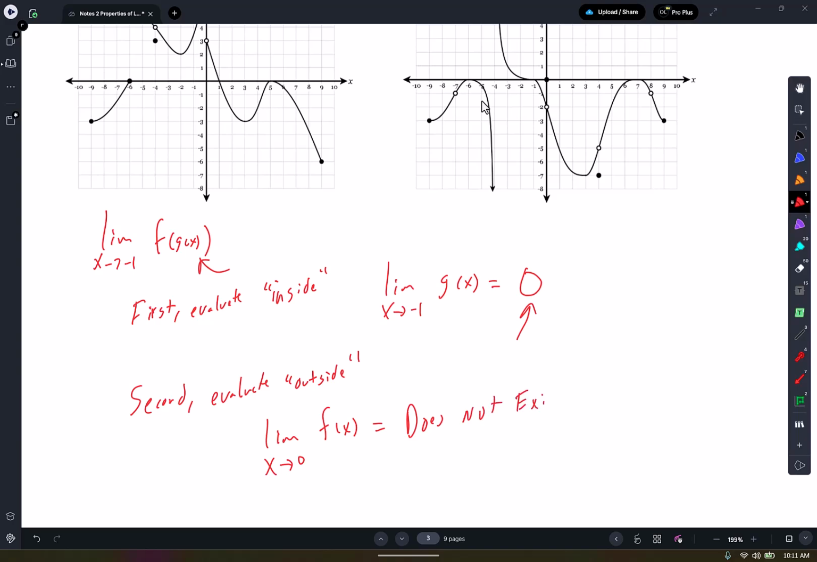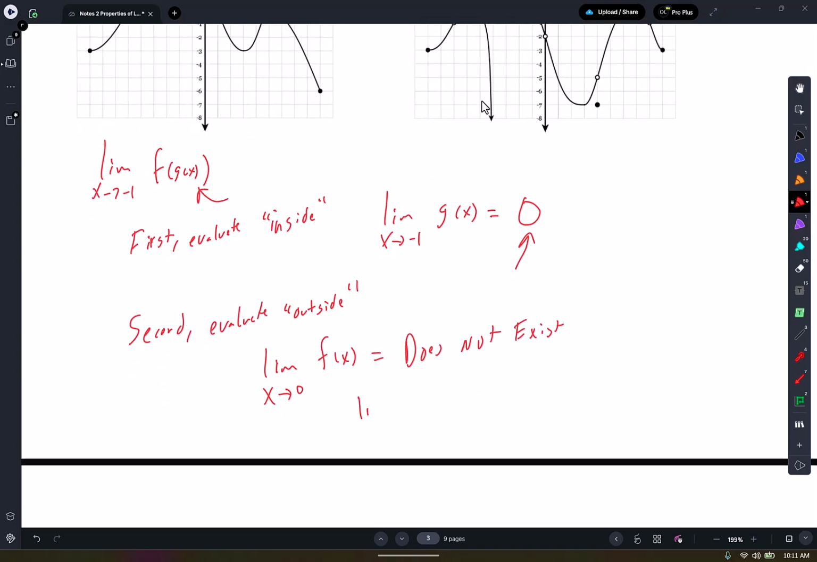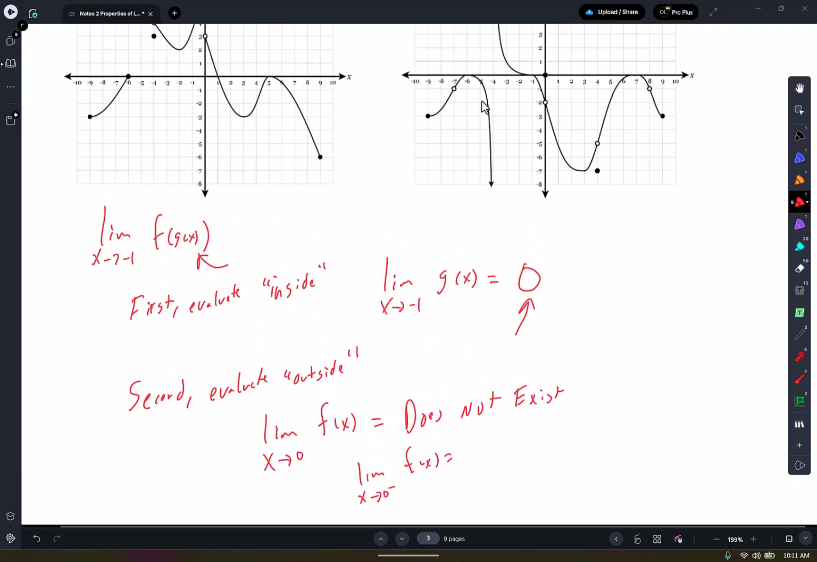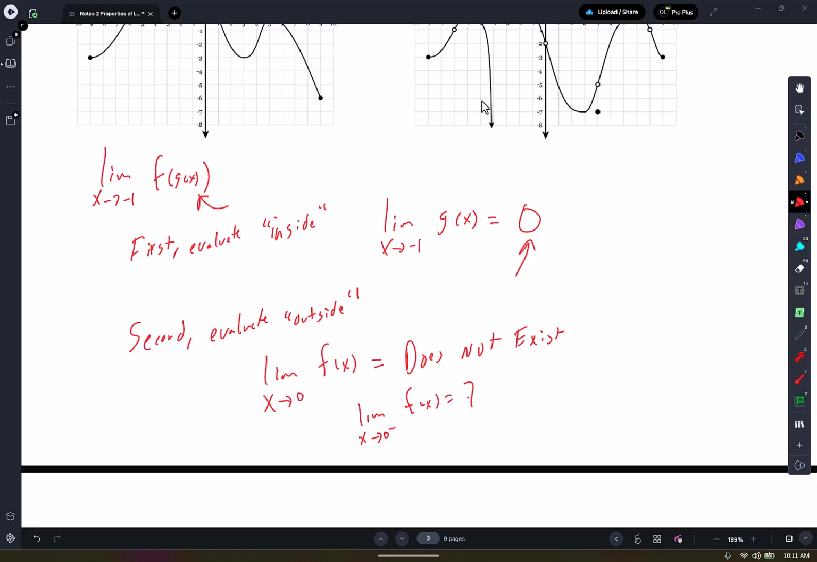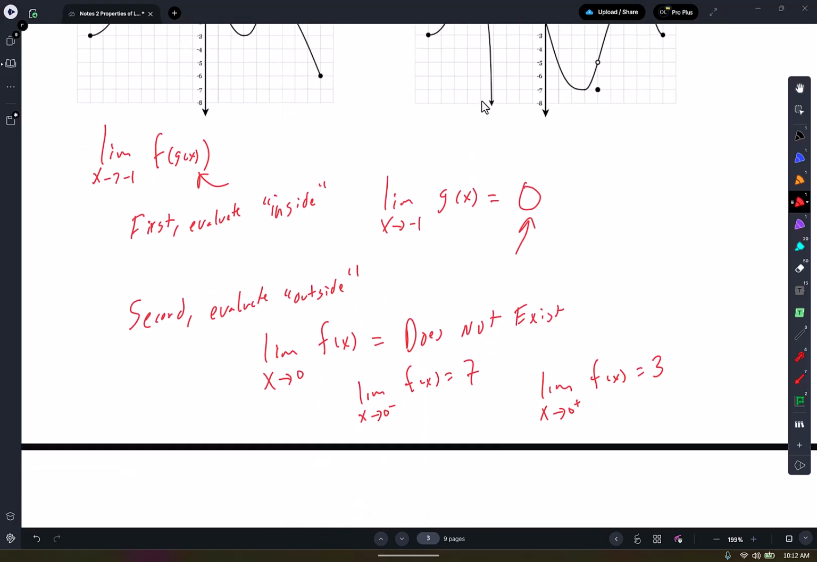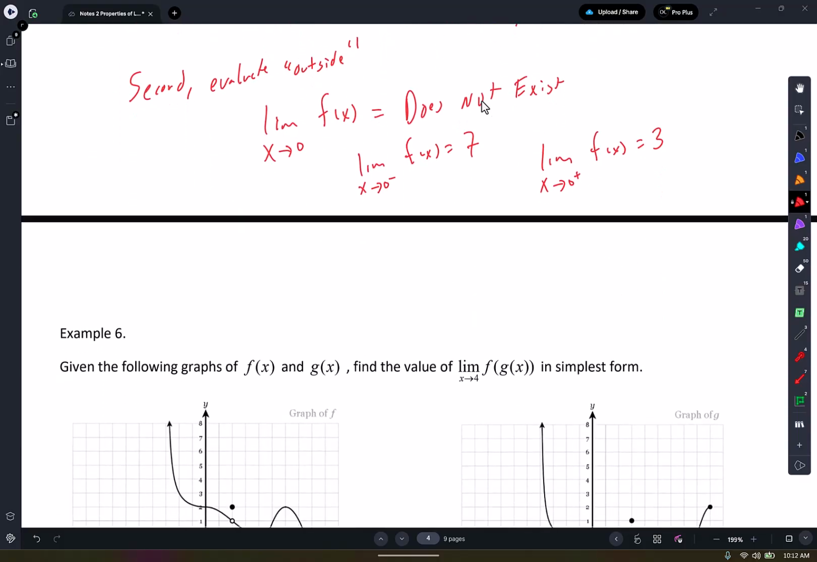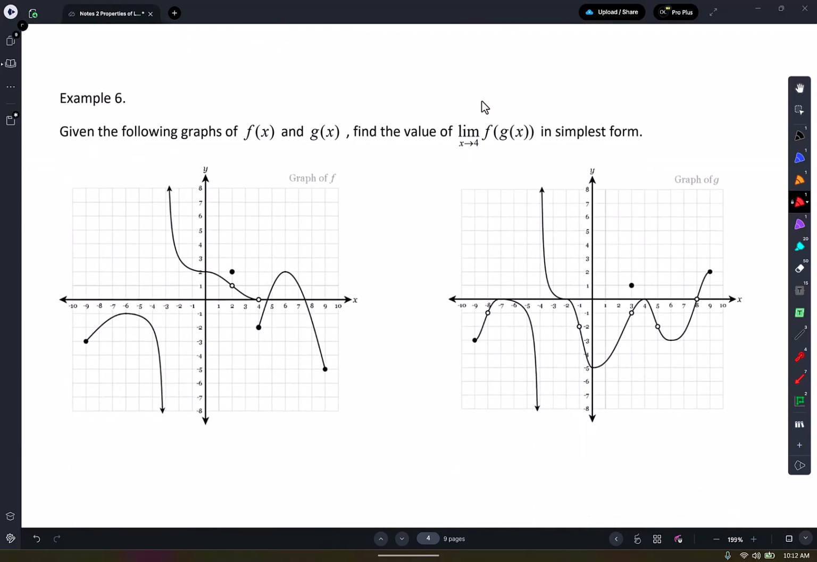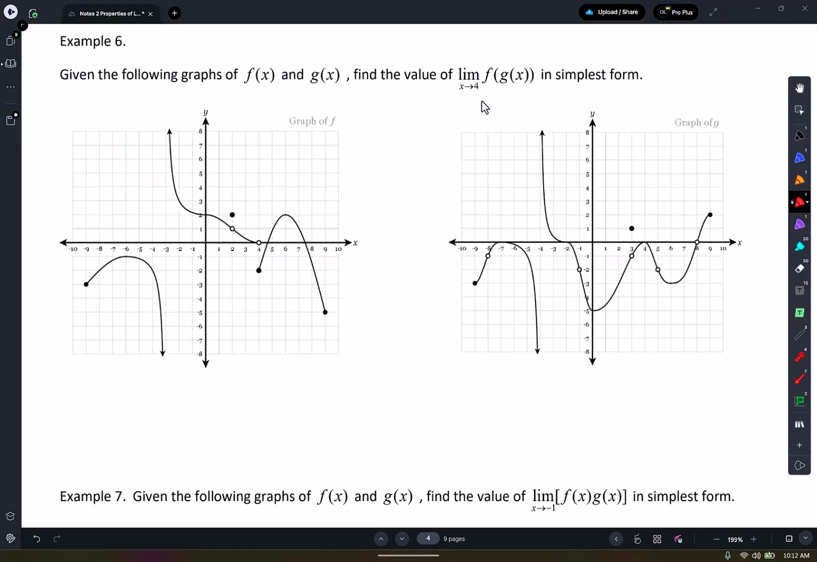Don't worry. I'll write it down right here what I did. We did limit as x approaches 0 from the left of this function. And we got 7. And then we did limit as x approaches 0 from the right of this function. And we got 3. They don't match, so it does not exist. Are we still okay? Don't worry, guys. We're fine. Okay. I need to switch to example 5 and example 6.